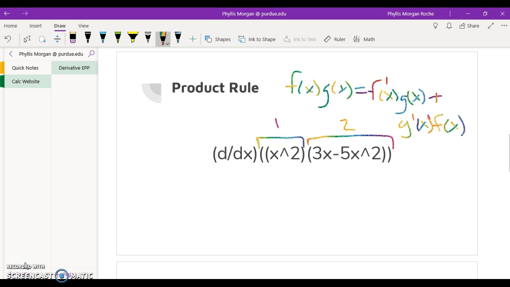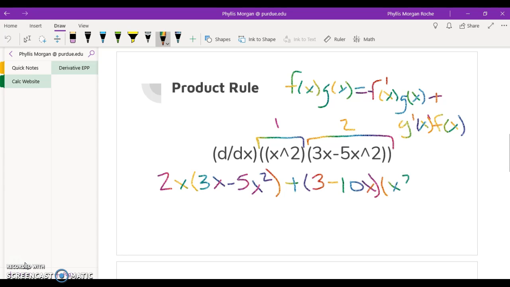So first we're going to take the derivative of our 1. So the derivative of x squared is 2x. And then we're going to leave this one the same. So this becomes 3x minus 5x squared plus, now we're going to take the derivative of g. So this becomes 3 minus 10x times regular f, so x squared.